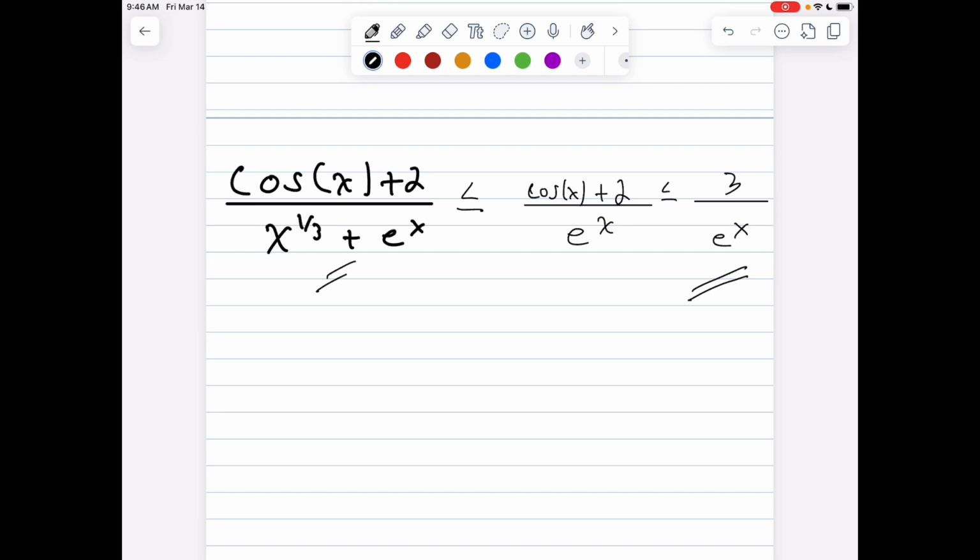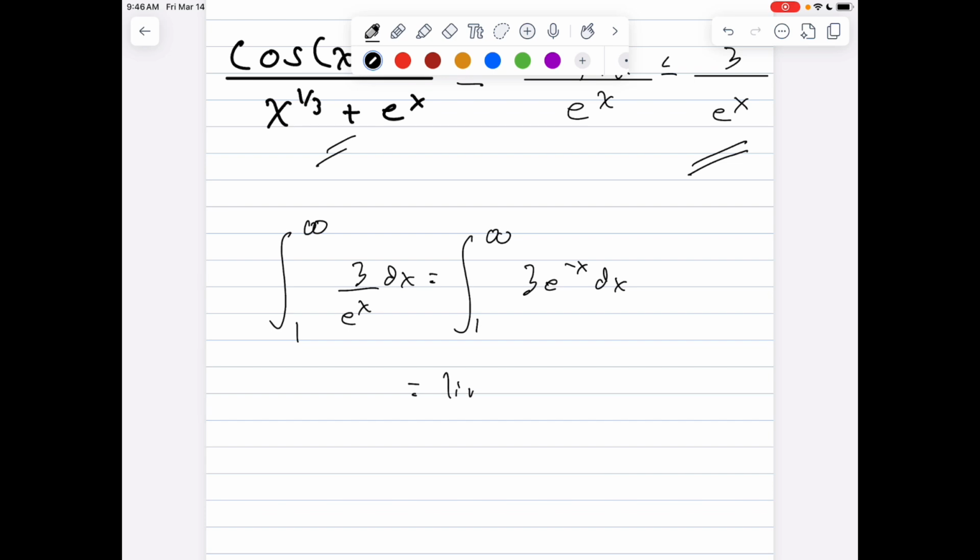And then at the end, what you want to do is take your integral. So I'm going to take the integral that goes from 1 to infinity of 3 over e to the x. You want to try to simplify this as much as possible, and this would go from 1 to infinity of 3 e to the minus x dx.